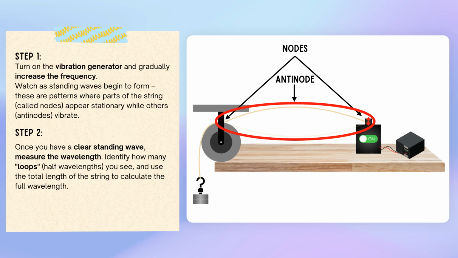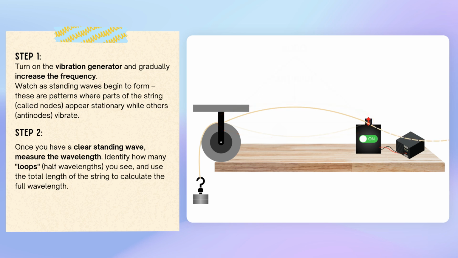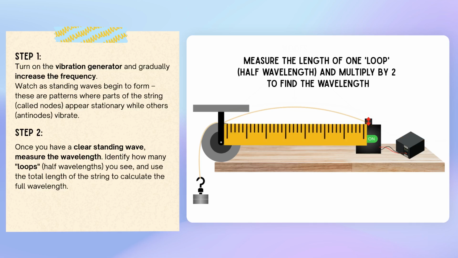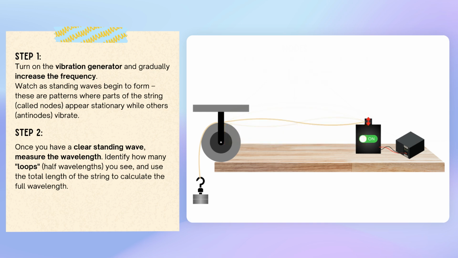Once you have this clear standing wave, we measure the wavelength. Here we can see that we have one loop, but we need to recognize that this is a half wavelength, because the full wavelength would actually look like this. So we need to measure the length of this loop, and then multiply it by 2 to find the full wavelength. We may also get more complex standing waves if we increase the frequency. For example, here we can see 2 loops. So we can measure the length of one loop and multiply by 2 to find the wavelength.